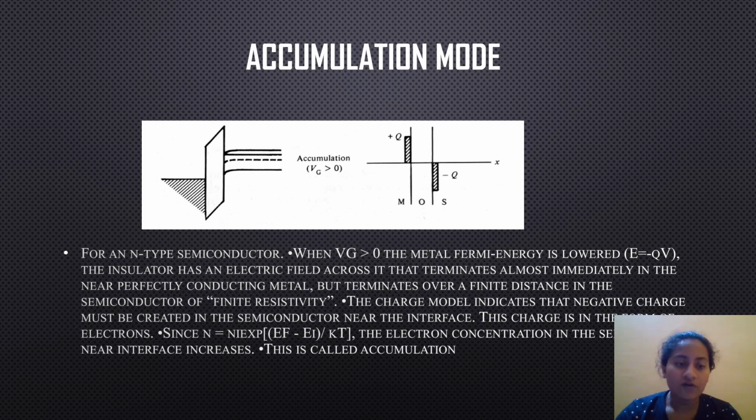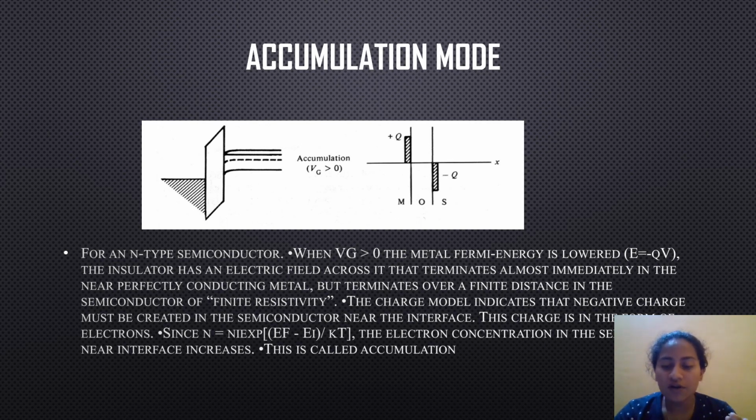Now for an n-type semiconductor, when Vg is greater than 0, the metal Fermi energy is lowered, that is E = -QV. That is the electric field equals the negative of charge times voltage. The insulator has an electric field across it, which terminates almost immediately in the near perfectly conducting material, but terminates over a finite distance in the semiconductor of finite resistivity.